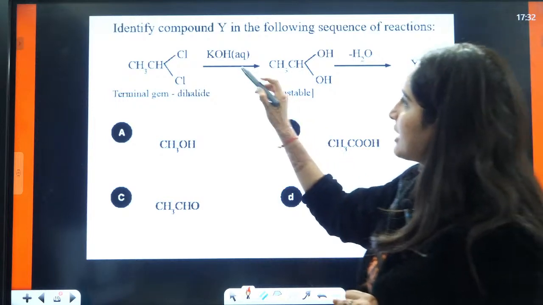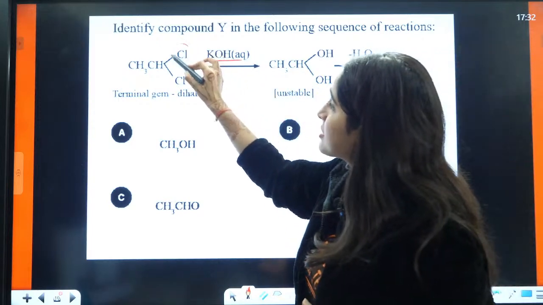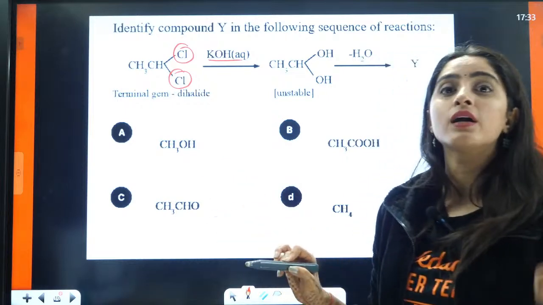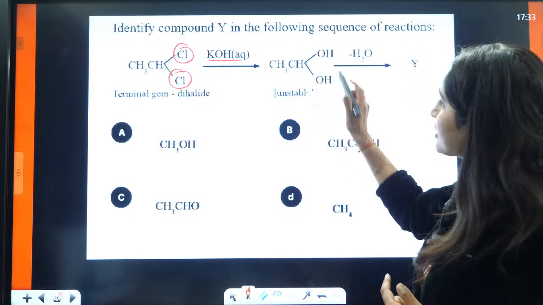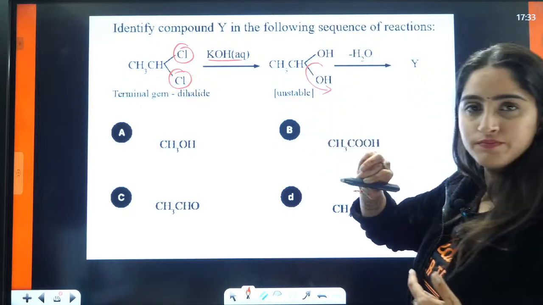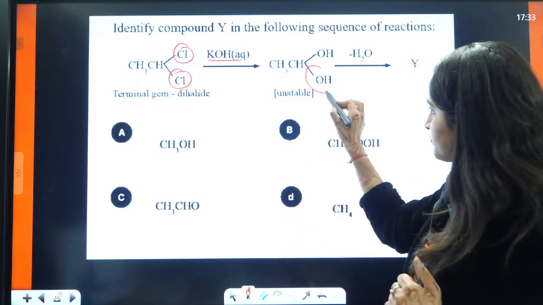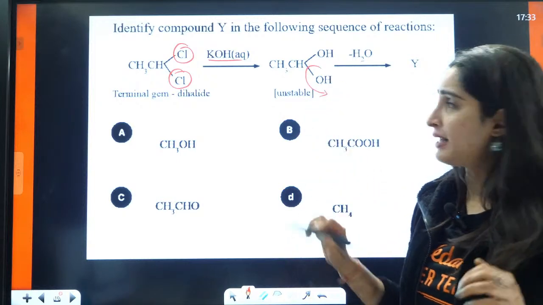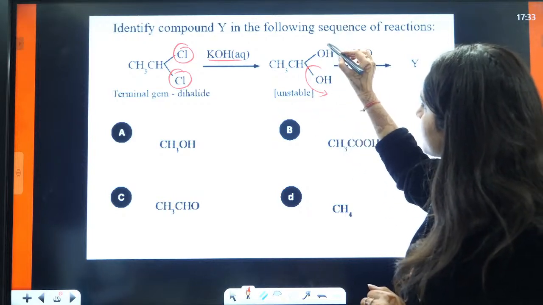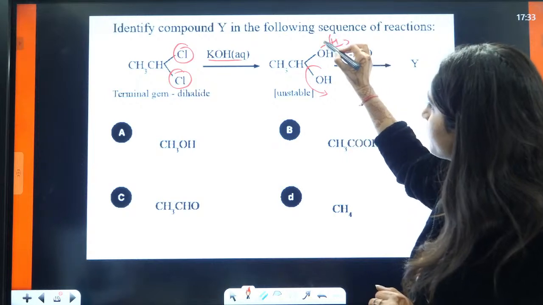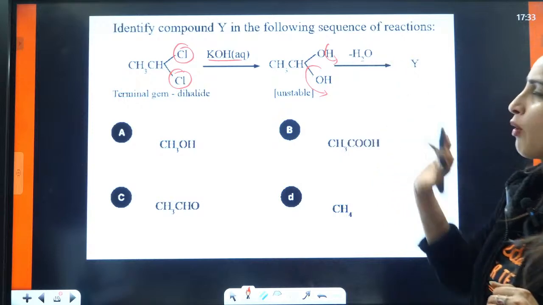Firstly, when you have Cl and Cl, you are adding KOH here. Then these vicinal dihalides will be converted to vicinal diols, right? That is OH and OH. After that, one OH negative will be taken out because one carbon cannot handle two OH groups. So one OH negative will be eliminated and one hydrogen from here will be eliminated. Hydrogen will be eliminated, the bond will shift here, right? So hydrogen is eliminated in the form of water, right?